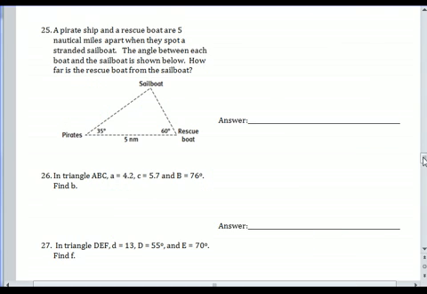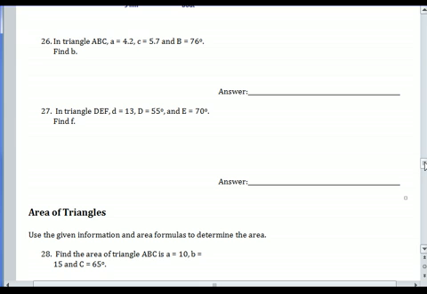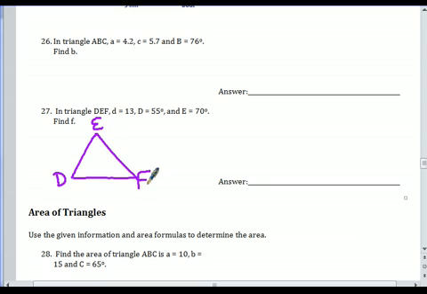Let's move on to 27. Number 27, triangle DEF. d is 13, angle D is 55 degrees, angle E is 70, find f. Alright, so triangle DEF, side d is 13, angle D is 55, angle E is 70. And we want to find side f, which is over here. Our given information, angle, angle, side. If you consult your foldable, that angle, angle, side indicates that we need to use the law of sines.